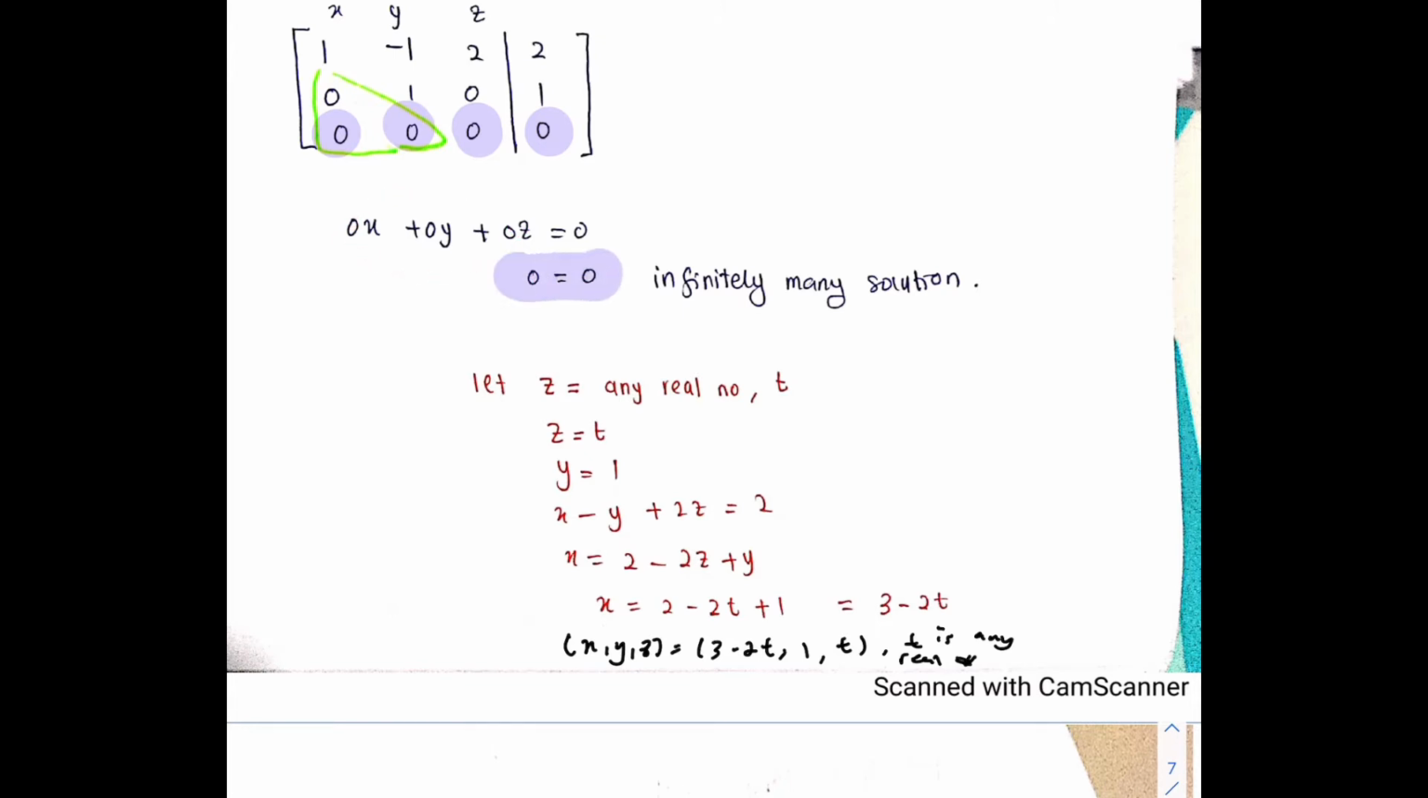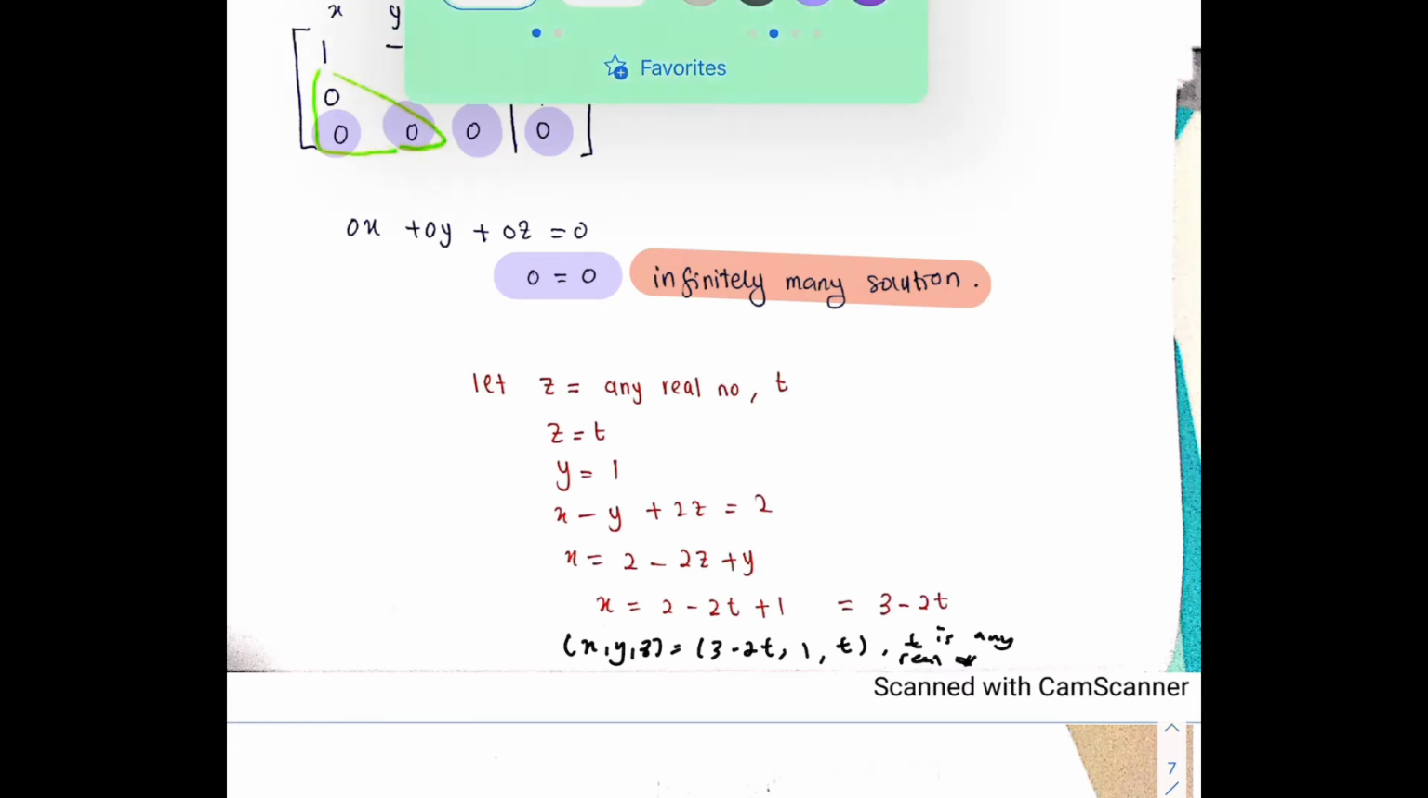So now let's focus on this statement. This statement is a correct statement. 0 is equal to 0. Therefore, straight away write this as infinitely many solutions. So we know when we have 0 equal to 0, this is the case of infinitely many solutions. Alright, so the next step we must do is let z be any real number t. Okay, so let z equal to t.